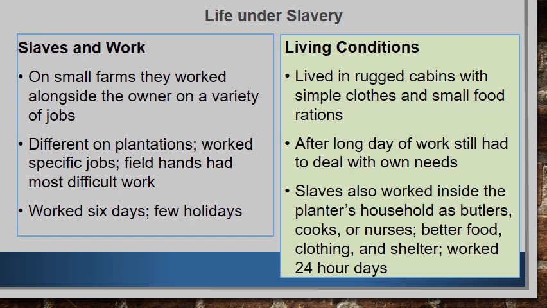You might think that working inside the plantation house would be better. I mean, butler, cook, nurse. And yes, you'd have better food, better clothing and shelter, but your day would be 24 hours long. You'd always be at work, taking care of the master's children, cooking the food, cleaning. But you'd also be within striking distance for abuse.